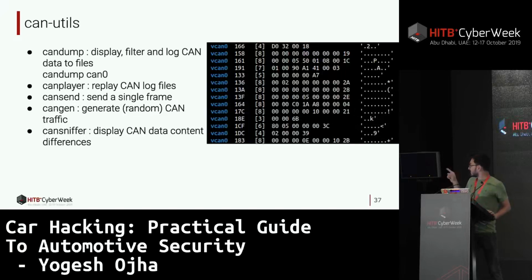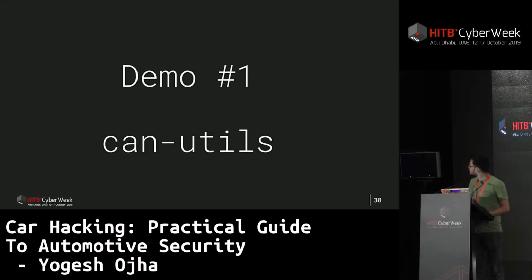cangen is actually an interesting tool if you wanted to generate some random packets and random arbitration IDs. You can use this cangen tool. And cansniffer actually displays the CAN content differences. candump and cansniffer work pretty much the same. The only difference is that with cansniffer you can do colorization, so if there is any change in some of the IDs, you can see what is changing. So let's look into the demo about can-utils.